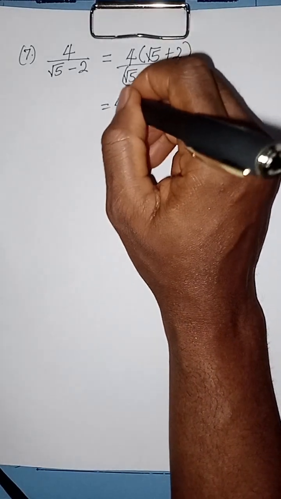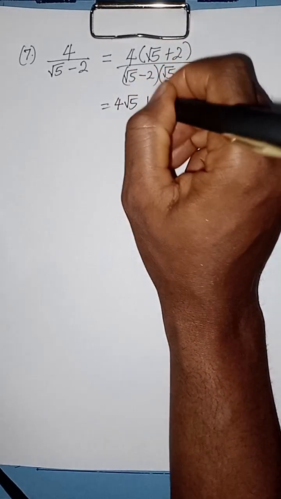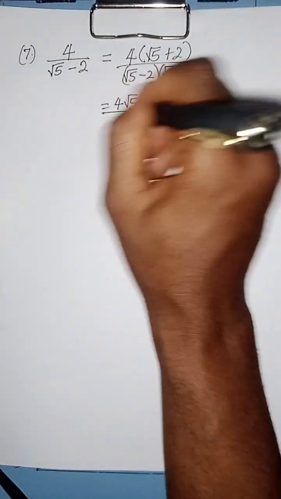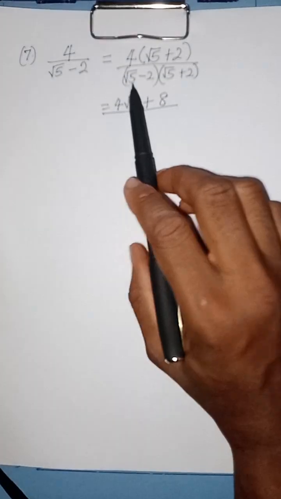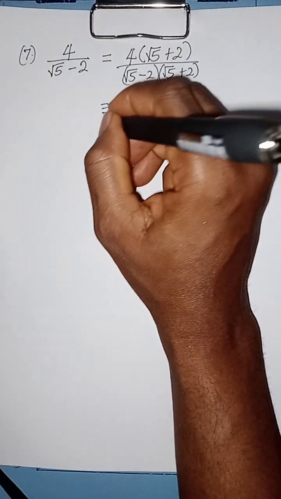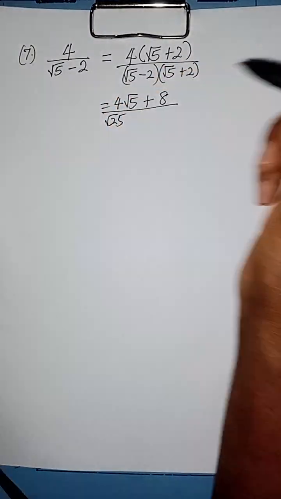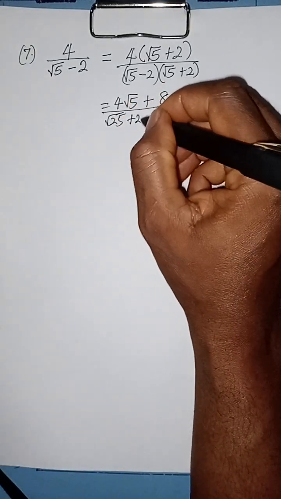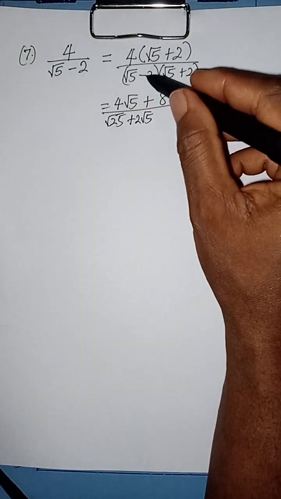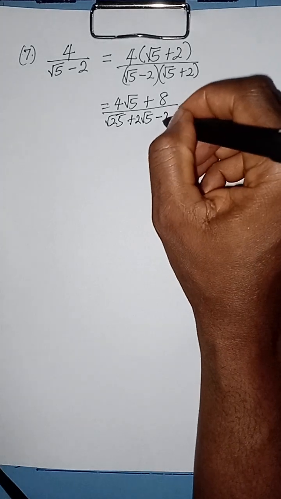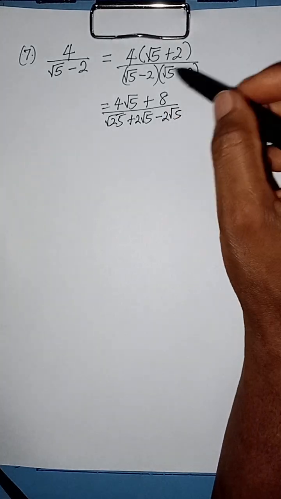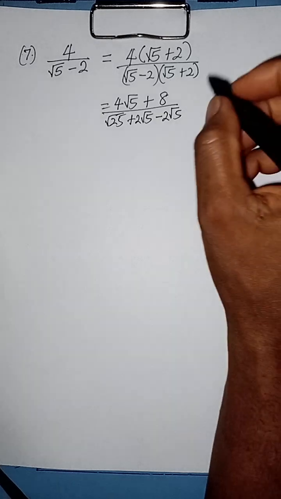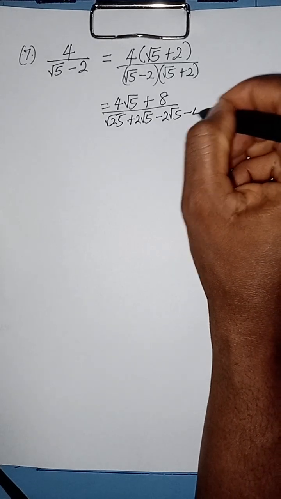4 root 5 plus 8. And then you multiply this. Root 5 times root 5 is root 25. Root 5 times plus 2 is plus 2 root 5. Minus 2 times root 5 is minus 2 root 5. Then minus 2 times plus 2 is minus 4.